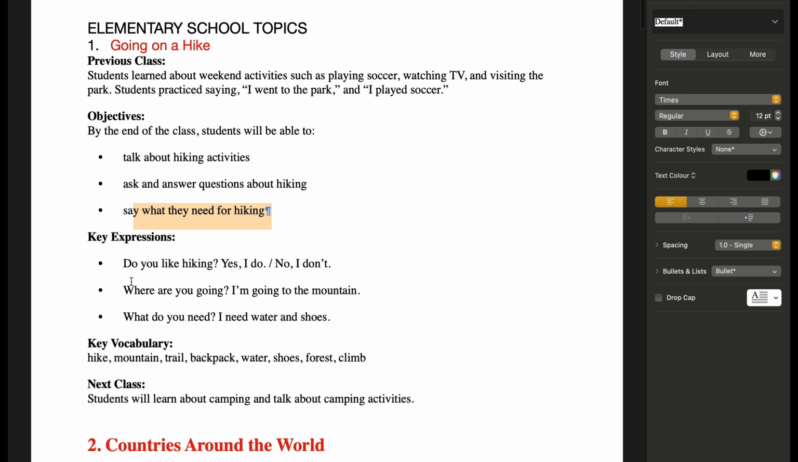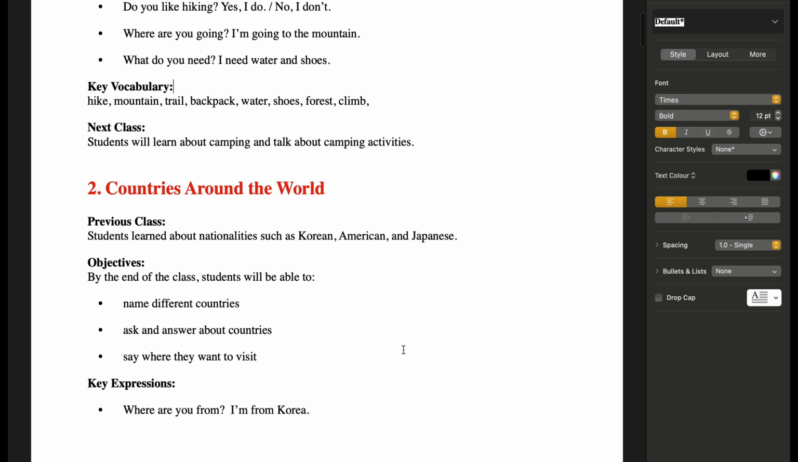Right. So, key expressions. Do you like hiking? Yes, I do. No, I don't. Where are you going? I'm going to the mountain. What do you need? I need water and shoes. So, we have key vocabulary here. I'm not doing the whole lesson. So, yeah. Hike, mountain, trail, backpack, water, shoes, forest, climb. And then you can add more if you want to. In the next class, students will learn about camping and talk about camping activities. So it's like a continuation of any outdoor activity, basically.